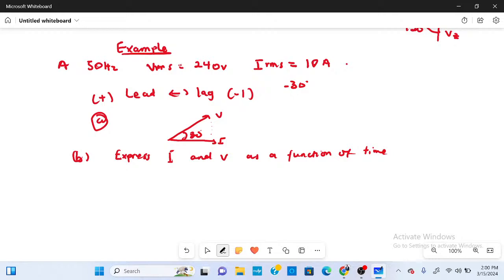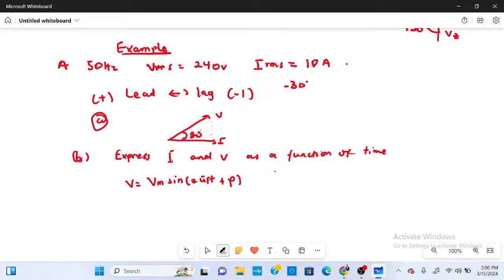So I have the voltage and current. We've been asked to express them as a function of time. Meaning that our voltage v, which we know as a function of time, is capital Vm, which is the peak value, times sine 2 pi ft. And since the voltage is leading, it will be plus the phase angle, right?